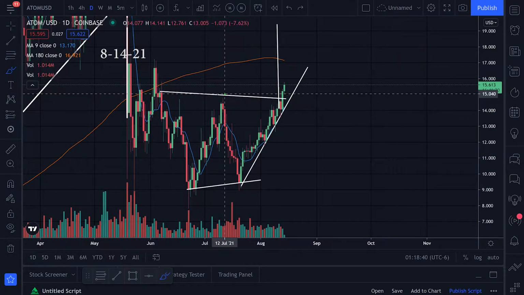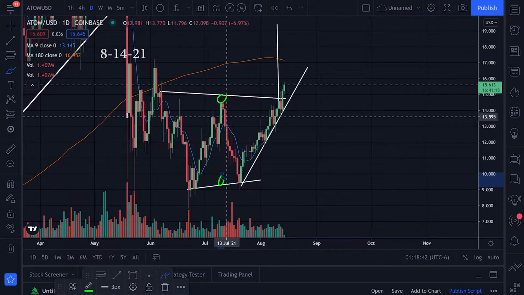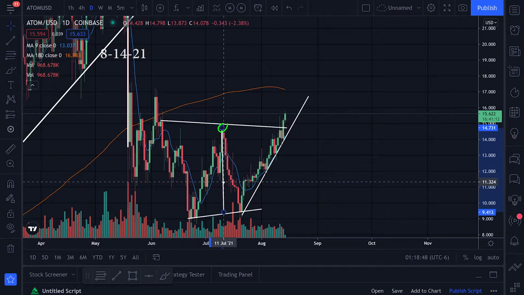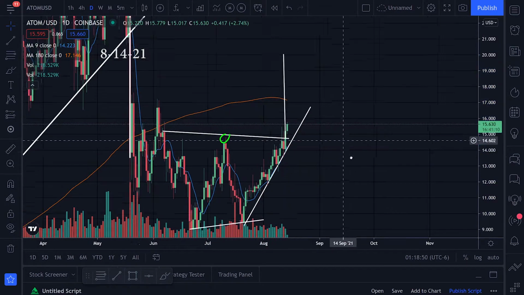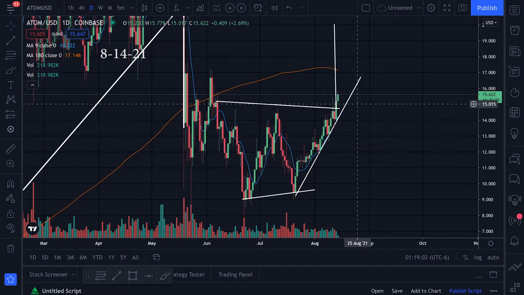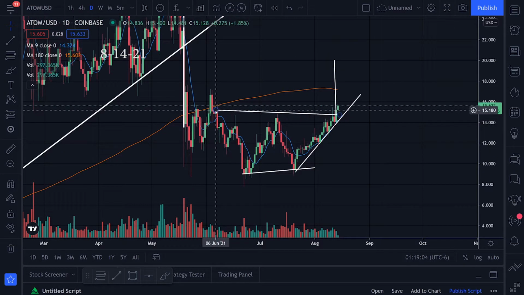And then what you do is you target from the top to the bottom of the W, and drag that to the breakout, something like this. And so we'd be looking at a target of something like 20.07. So yeah, those are pretty much the two targets I'm looking at.